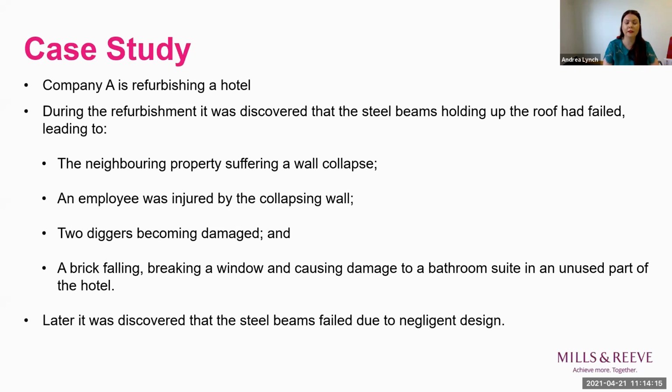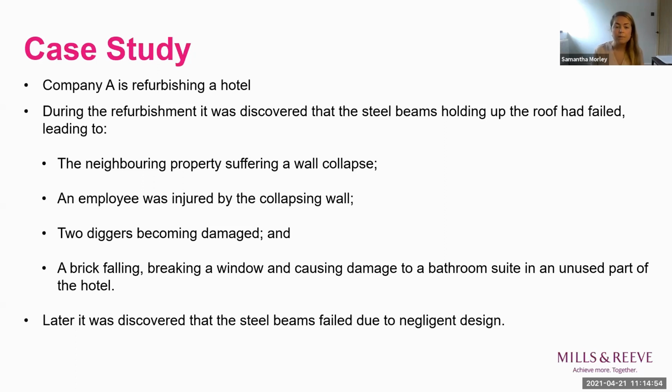I guess the starting point is to determine what claims might arise out of this series of events. And Sam, I think you're going to take us through firstly what potential claims could arise from this series of events. Yeah, that's right. So we'd expect the owner of the neighbouring property to want to make a claim to recoup the costs of rebuilding the wall. We'd expect the construction worker, if we assume that they are an employee of Company A, to make a claim in respect of their injuries. Company A will want to recover the cost of the damaged diggers and also the costs of the remedial works, so putting the steel beam back in place and rebuilding the roof.